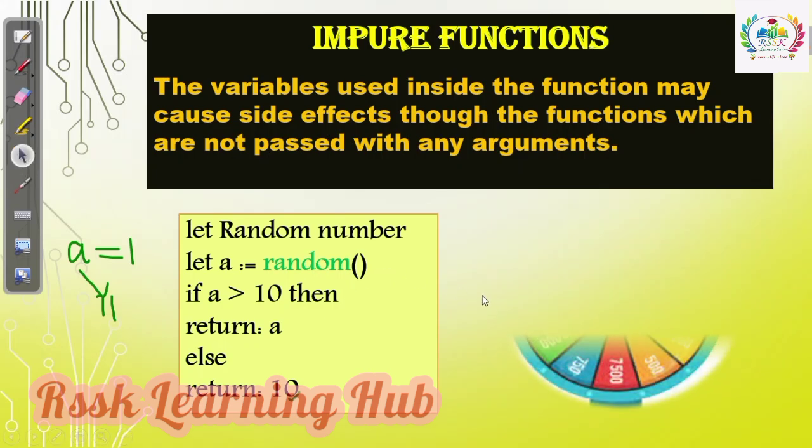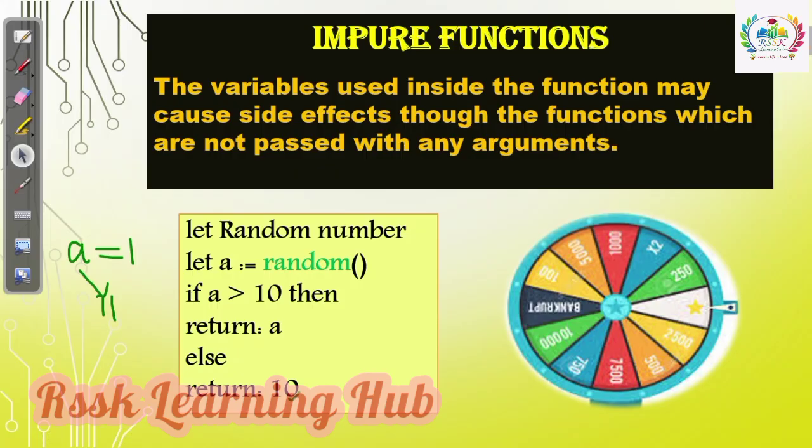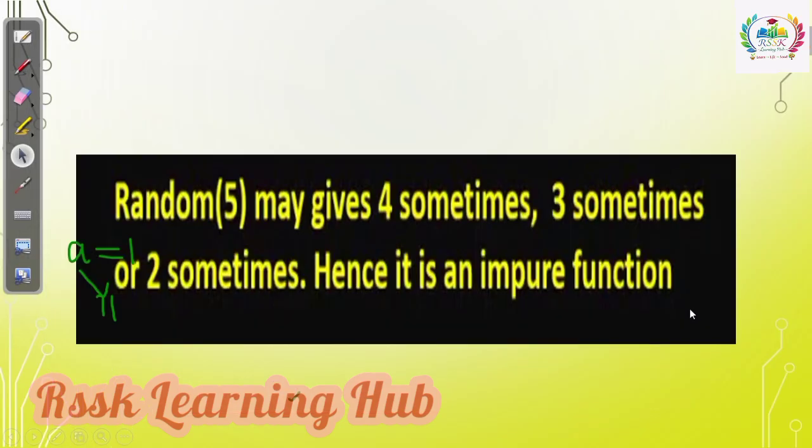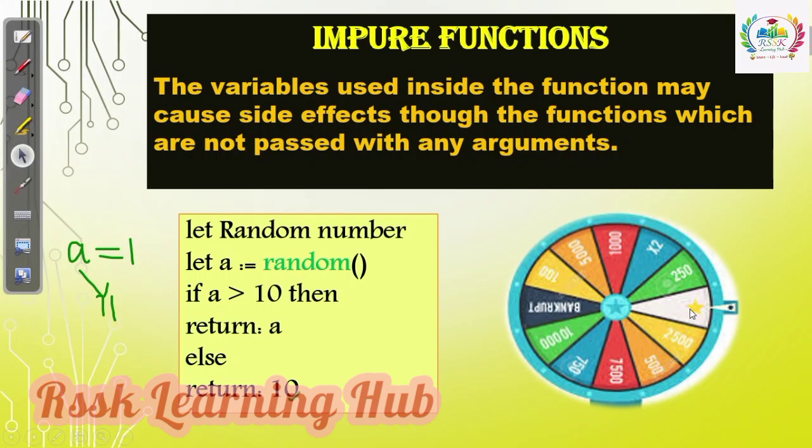Now see this one. What is this? It's a spinning wheel. If you spin once, it may go to any number. Once it may come to 250, otherwise it may go to 2500, or 7500, or it may land on a star. Anything it may land on. So this is one best example for a random function. A spinning wheel is the best example for a random function.